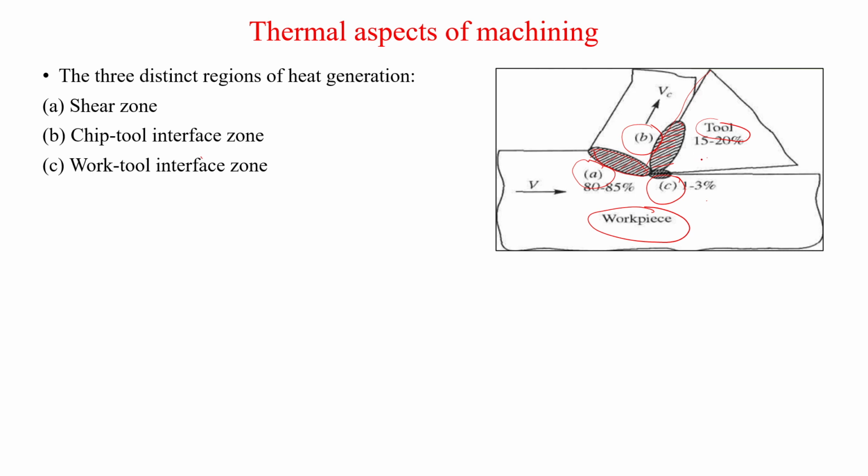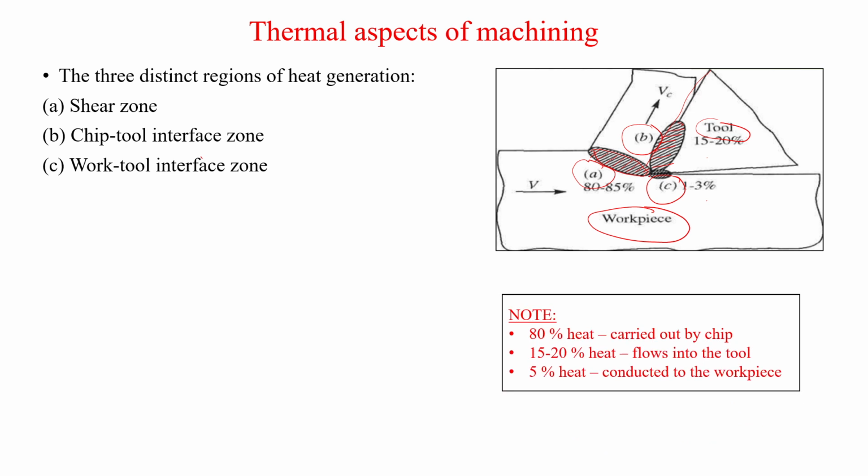Therefore we are applying a clearance angle so that the friction between the tool and the workpiece reduces. But there is, however, some sliding between the tool and the workpiece. That zone is known as the work tool interface zone. So basically we have three zones, we have seen that.